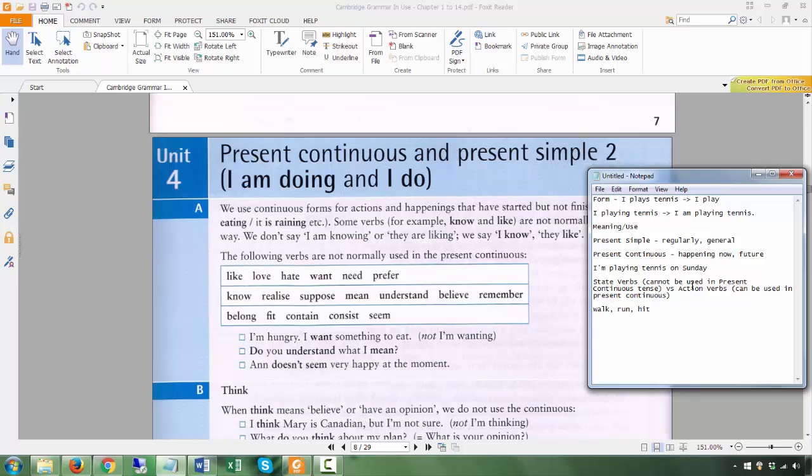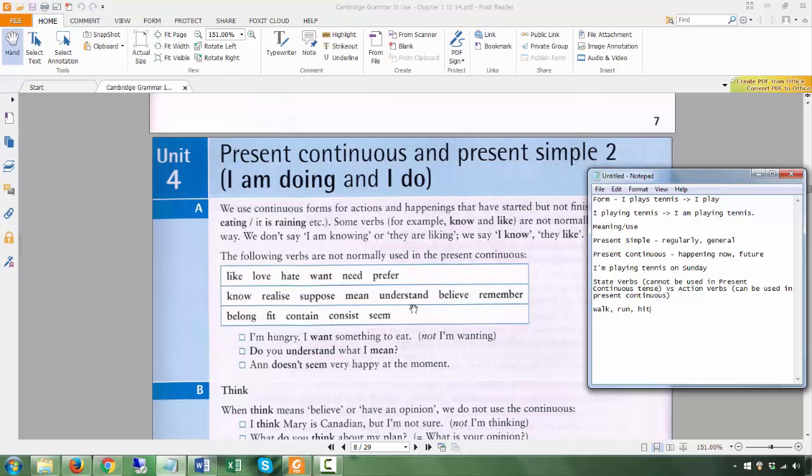Whereas action verbs, yeah, you can walk and you can stop walking. You can run and you can stop running. So these action verbs can be put in the present continuous form. But when you use state verbs, you don't say, oh, I am liking this thing. No, you say I like, because when you like something, you are going to like it for quite some time.